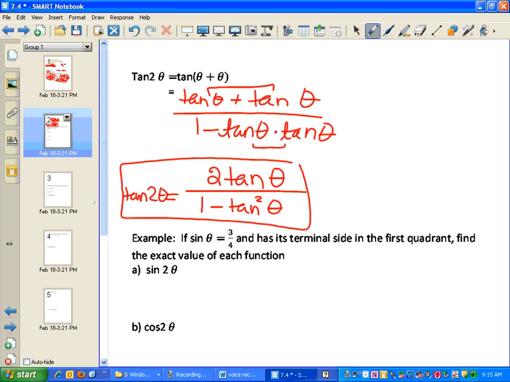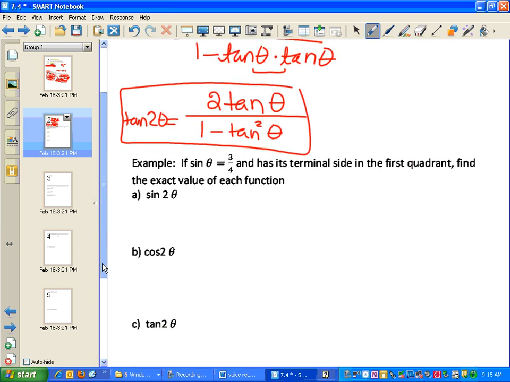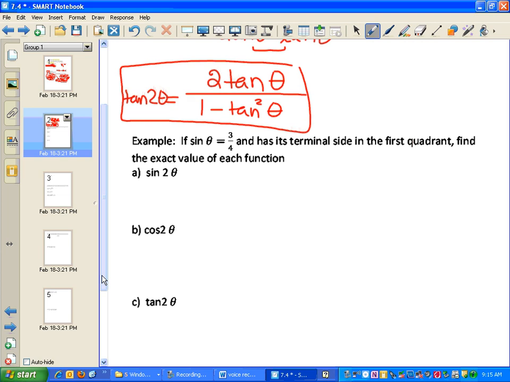Okay? Okay. So the sine of theta is 3/4. So we want to figure out what the sine of 2 theta is. So let's start by writing our formula. What's our formula for the sine of 2 theta?